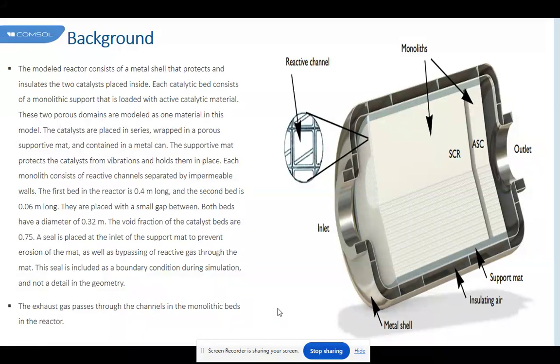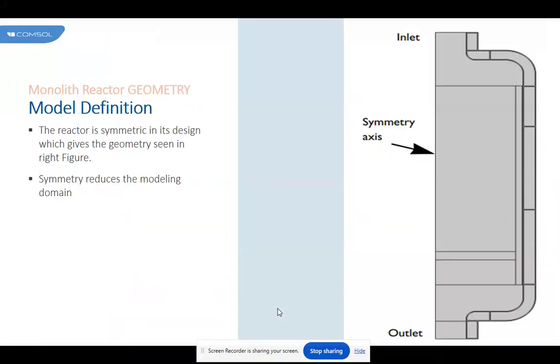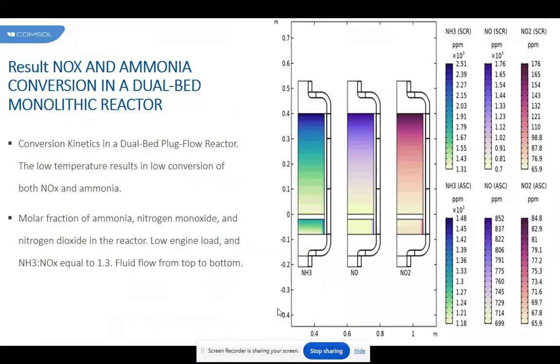The exhaust gas passes through the channels in the monolithic beds in the reactor. And the model definition: the reactor is symmetric in its design, which gives the geometry seen in the right figure, and symmetry reduces the modeling domain.